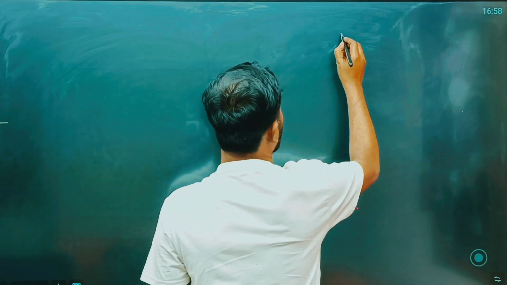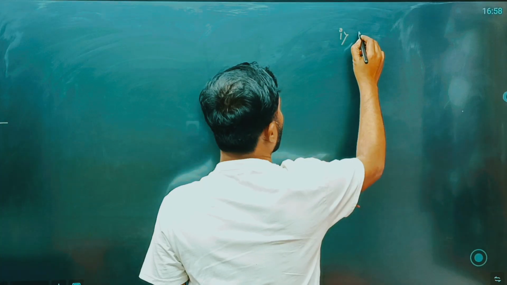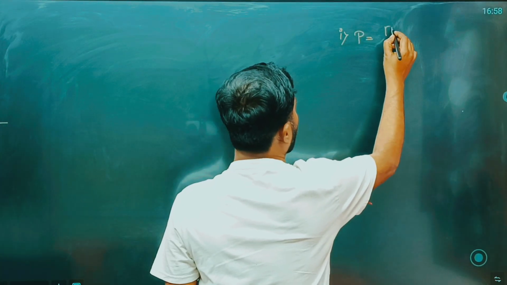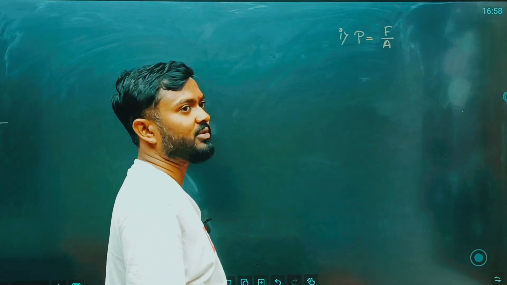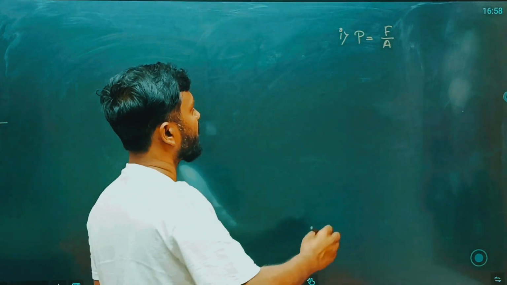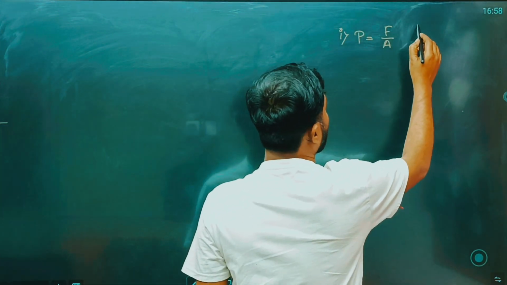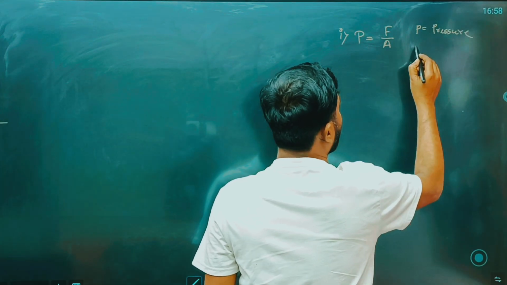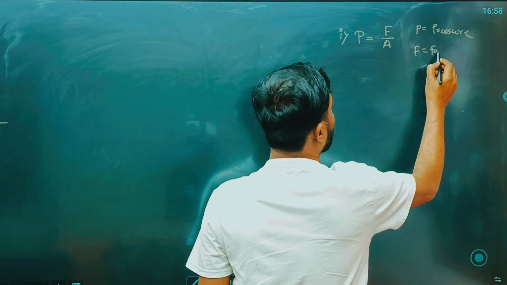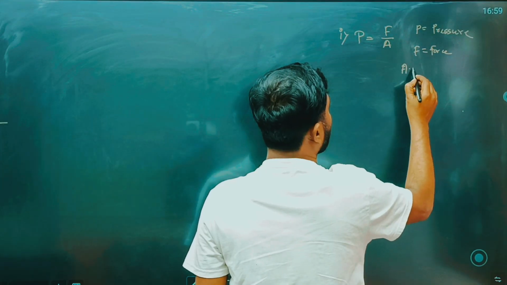What is pressure? Pressure P is equal to F by A, that means force per unit area. Here P is equal to pressure, F is equal to force and A is equal to area.